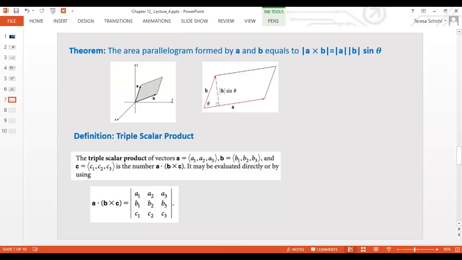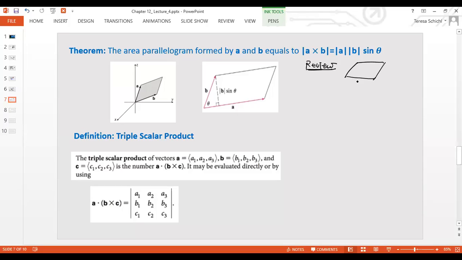In the previous video, we introduced one very important formula: the length of A cross B is equal to the length of A times the length of B times sine theta. Now we're going to look at the meaning of this. From lecture number 3, we talked about a parallelogram.